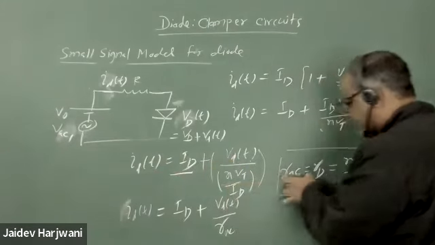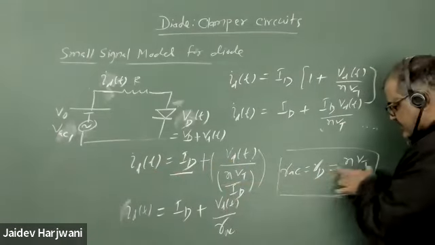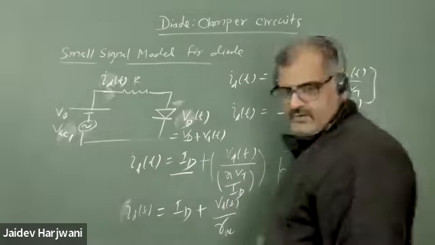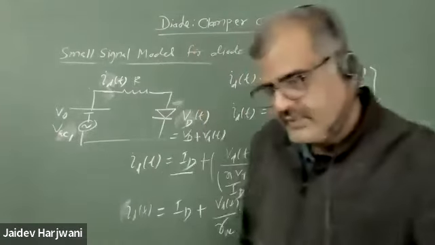This should be the resistance. So the resistance, I'm writing this one, the diode resistance, is NVT upon delta ID. Okay, clear?